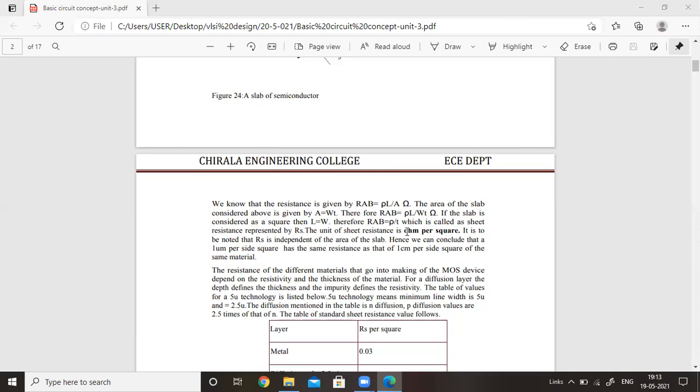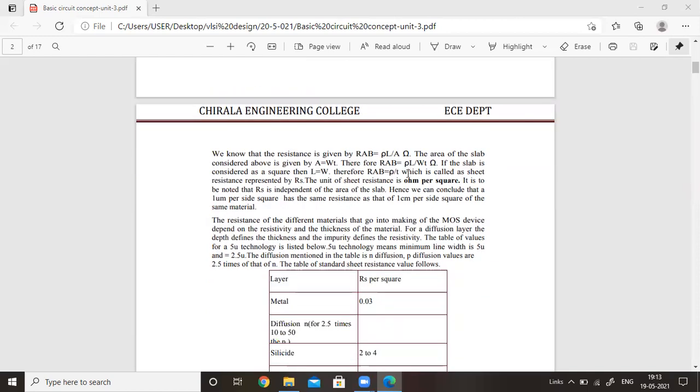Even though 1 centimeter per side is much larger than 1 micrometer, the resistance does not depend upon the area. Therefore it depends upon the thickness only. That's why the 1 centimeter per side square has the same resistance as the 1 micrometer per side square, the same sheet resistance. Remember that point. Like this you can find out the resistance of a particular layer.